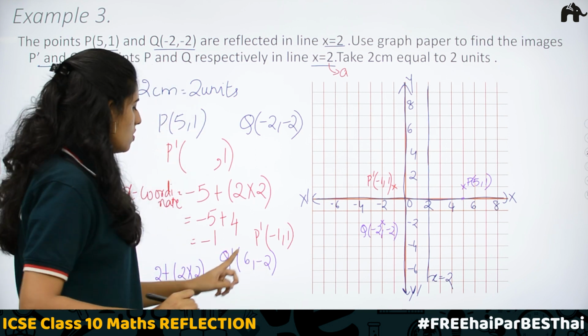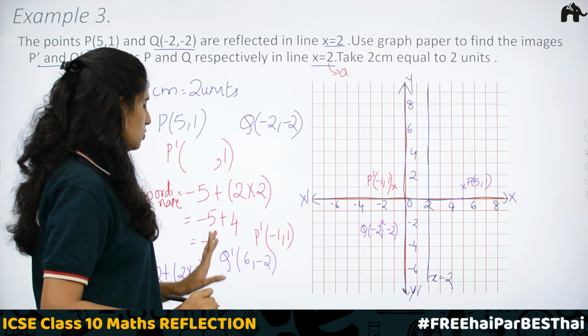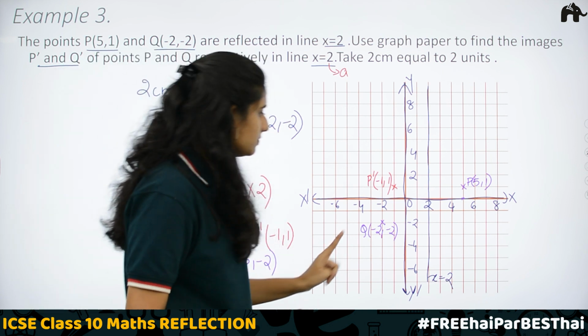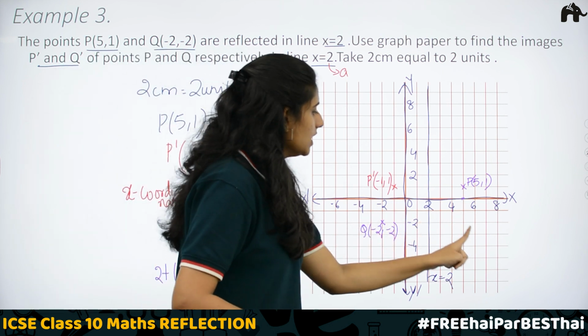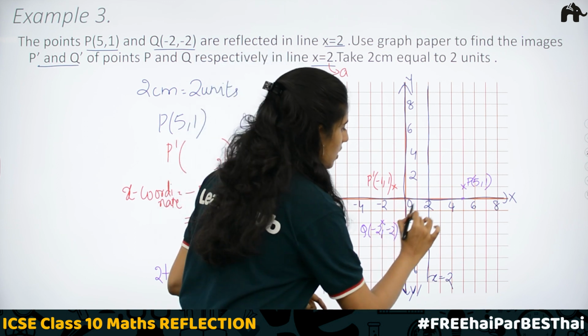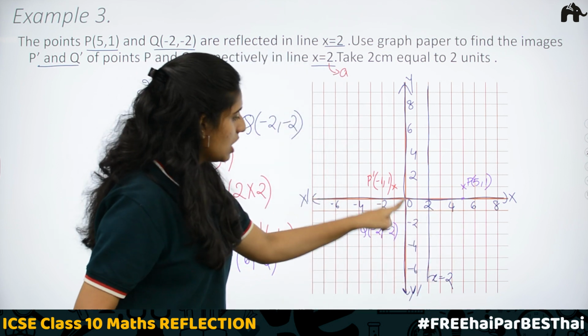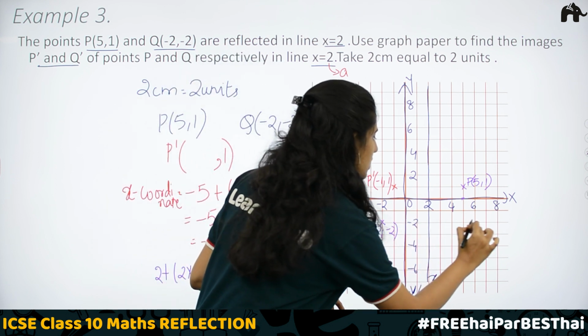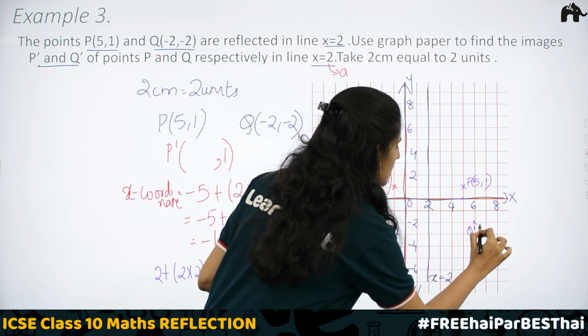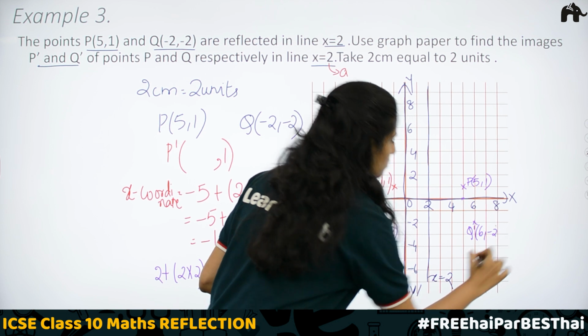6, minus 2 are the coordinates of the image Q dash. Where do we get this? 6 units along the x-axis: 1, 2, 3, 4, 5, 6. And y-coordinate minus 2. So here we have Q dash (6, minus 2).